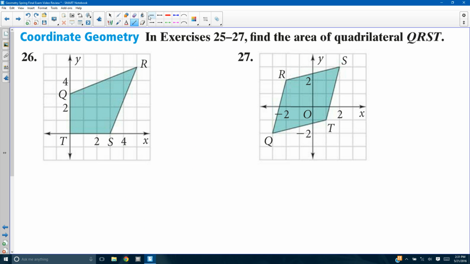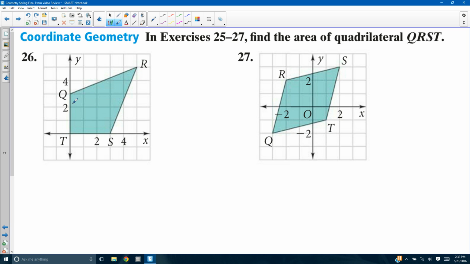Okay, coordinate geometry here. We've got to find the area of these two guys here, 26 and 27. QRST. So, I don't know if one's easier than the other. The thing is, both of these, first of all, you have to figure out what kind of shape this is. I know you can assume, possibly, but that's not something you'd like to do. Let's first prove that this is what I think it might be. Now when I said that, what I mean is that you can make an assumption of what you think it might be to get started on saying, how do I want to prove it is what it is?